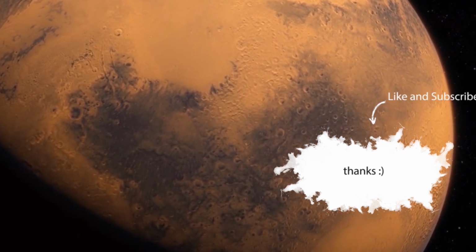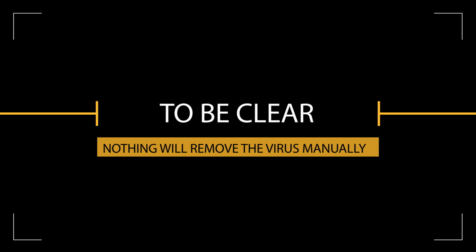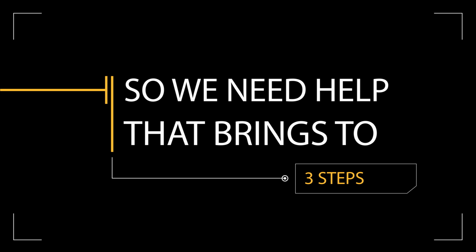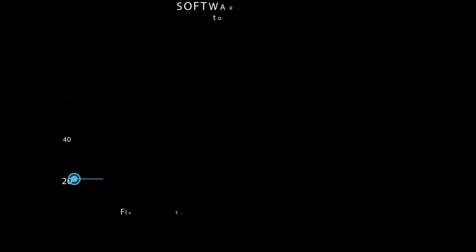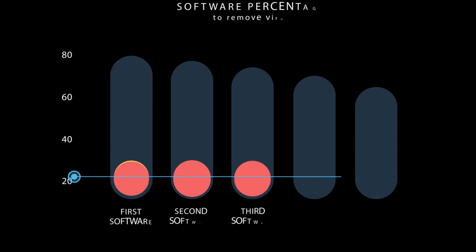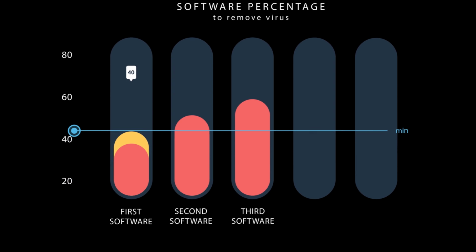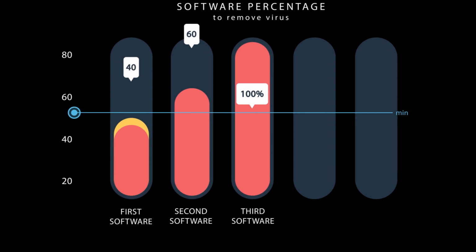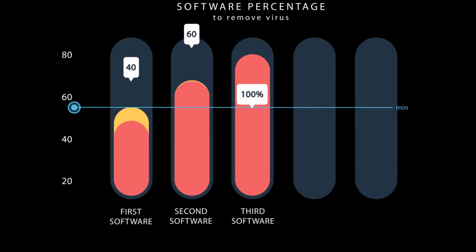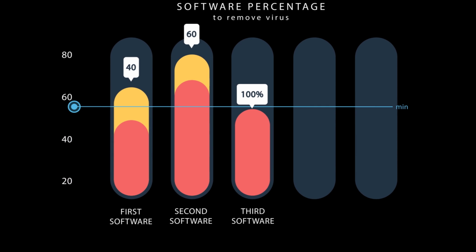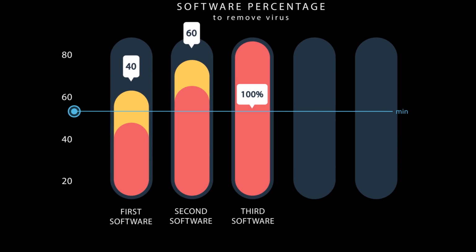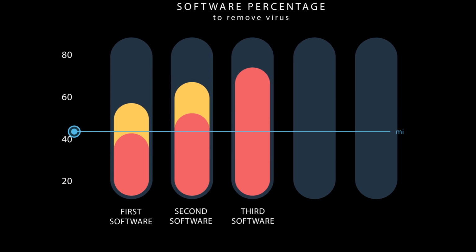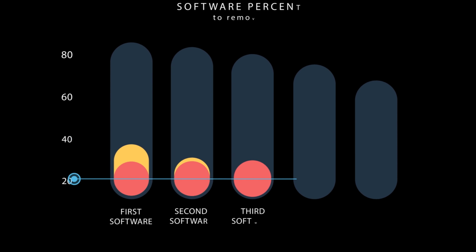Let's begin. To be clear, nothing manual you do will remove the virus. So we need software for that. That brings us to 3 steps. Number 1, we download software that will remove 40% of your virus, which includes your browser virus. Number 2, we download another one that will remove the remaining 60%, which consists of PC virus, which also causes the browser to work slow. Number 3 and the last, which will give confirmation if any small virus is left in the PC.